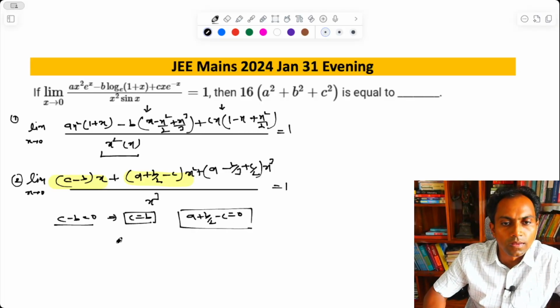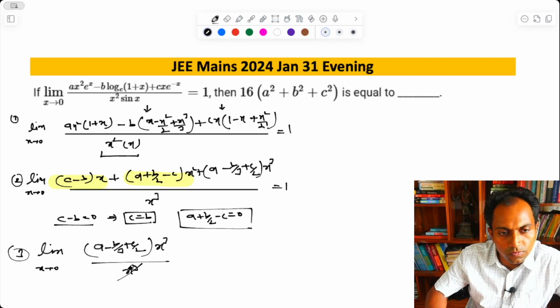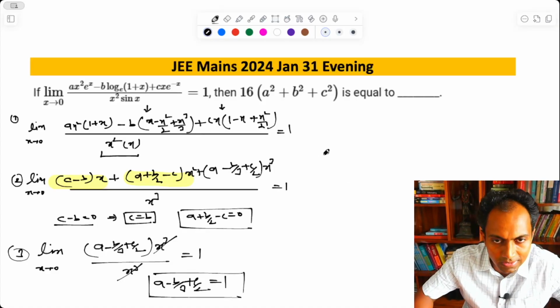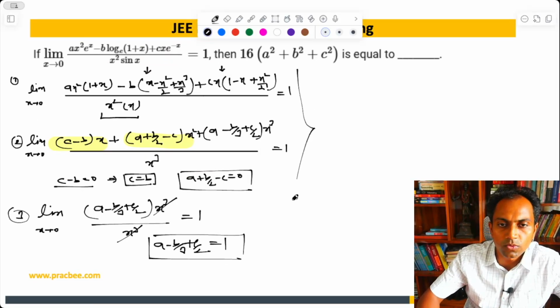So if I do so, what is left in this limit is nothing but limit x tends to 0, a minus b by 3 plus c by 2 into x cube divided by x cube. This will get cancelled out. We have got our third equation as well. a minus b by 3 plus c by 2 equal to 0. Now you have three equations and three unknowns. We'll solve them to get our answer.